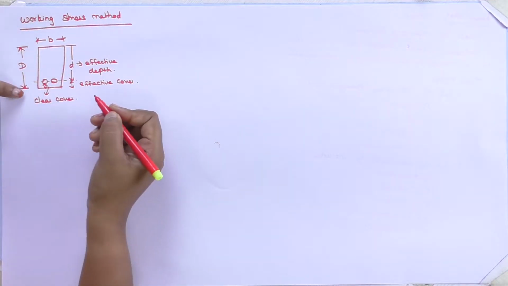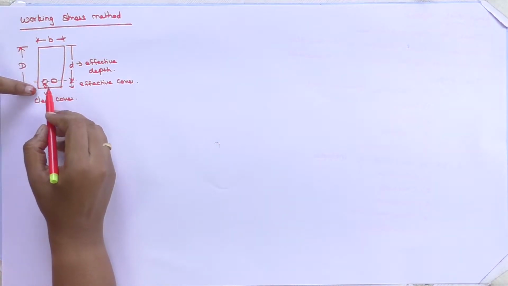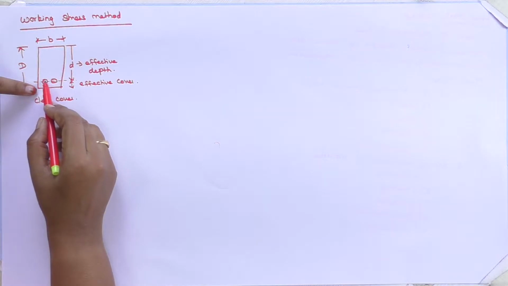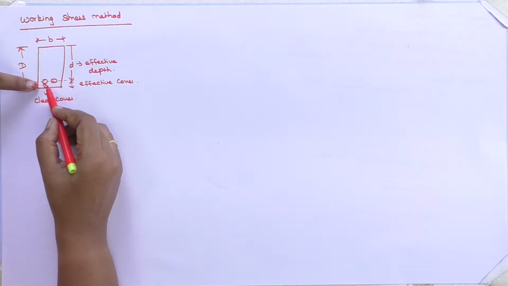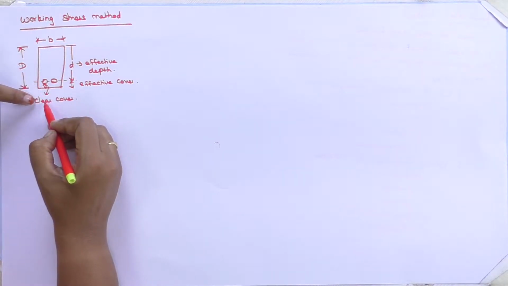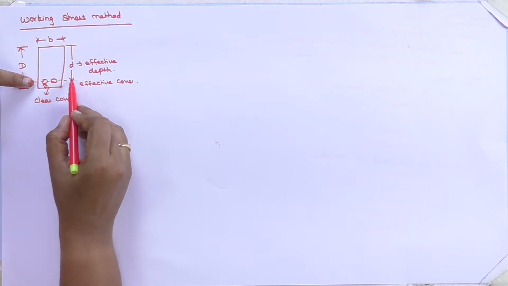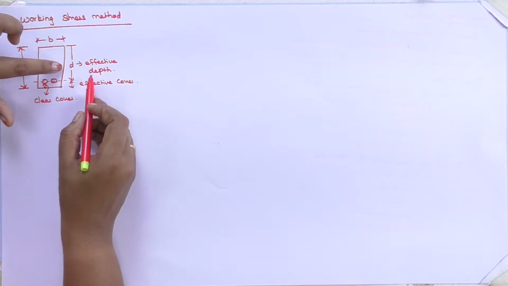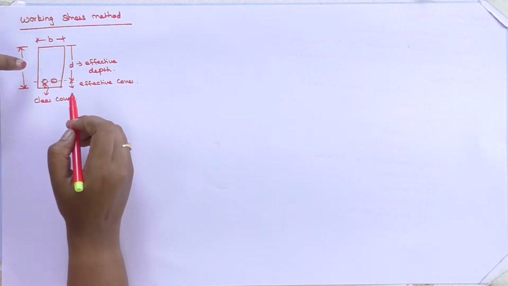clear cover. During the construction of this beam, we need to put a cover over your steel. This is known as clear cover to ensure the durability conditions, because the water may enter into the concrete and it will corrode your steel structures. That's why we are providing the clear cover. Here from the centroidal line of the steel we are taking the depth. That depth will be the effective depth, then that cover will be the effective cover.